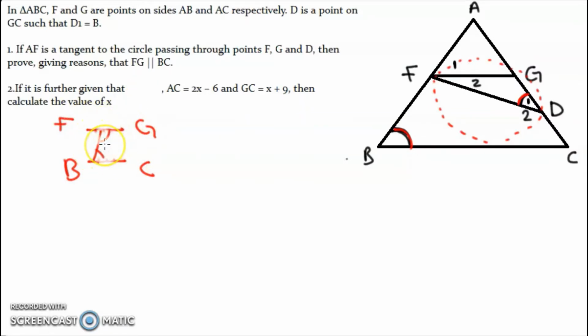Another way of proving that FG is parallel to BC would be to construct a line here such that this angle and that angle are equal. These two angles are known as corresponding angles. They form something that resembles a C shape. So if you can prove that this angle and that angle are equal, that would prove that FG is parallel to BC. Okay, now that we know that, let's try to attempt the question.